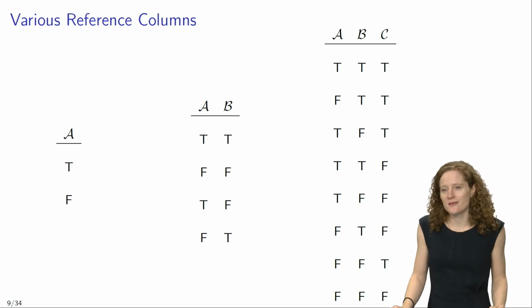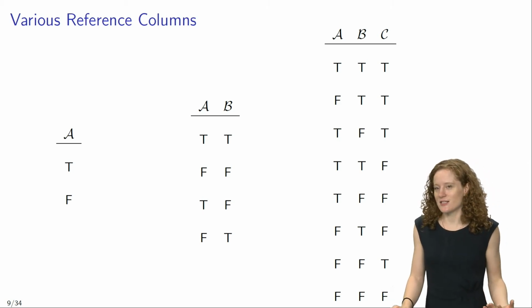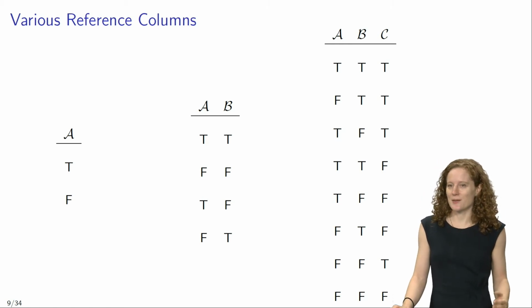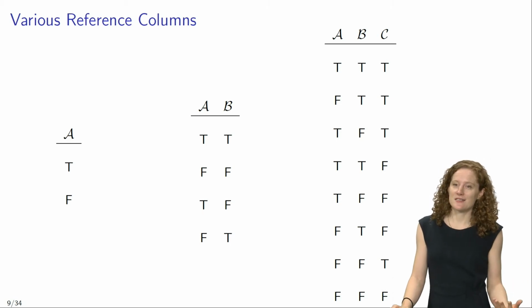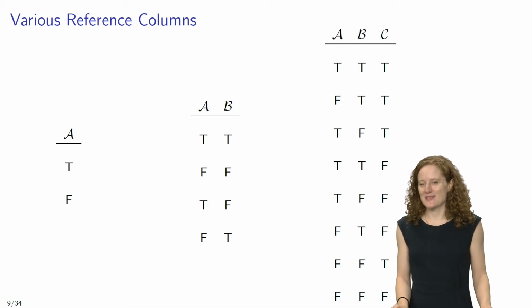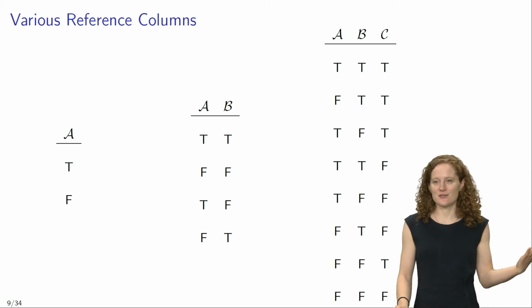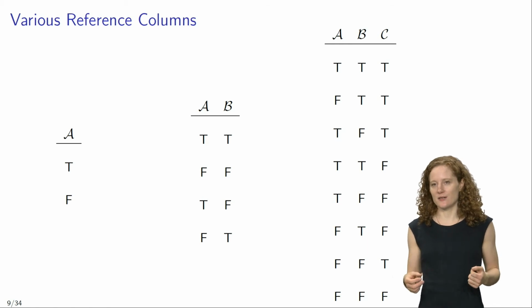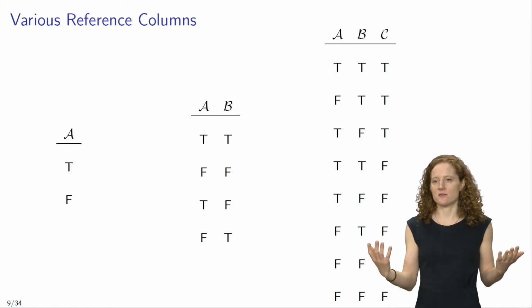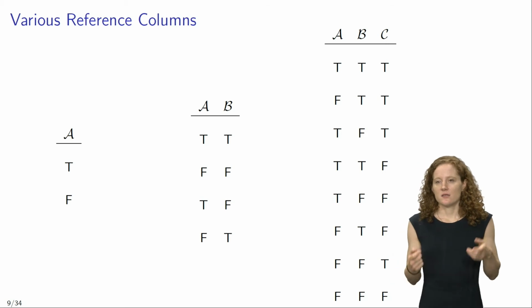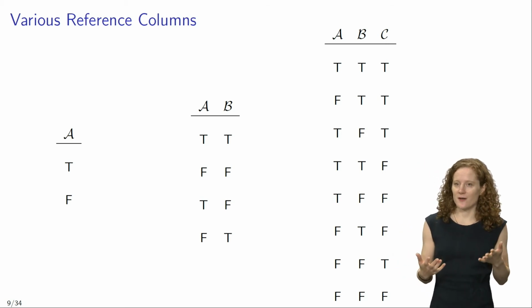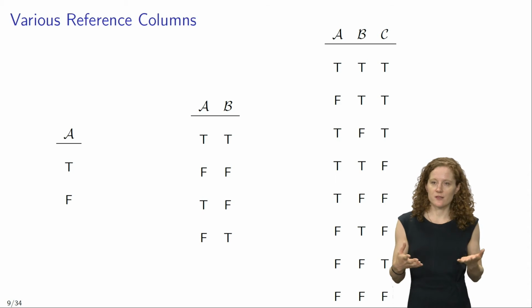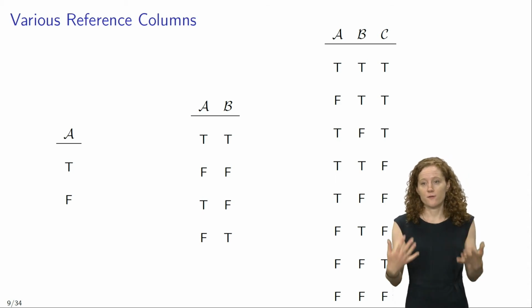The first row represents a possible situation in which both A and B are true. The second row represents a possible situation in which both A and B are false. The third row represents a possible situation in which A is true and B is false. And the fourth row represents a possible situation in which A is false and B is true. So that means that the truth table for a sentence with two atomic constituents is going to have four rows.